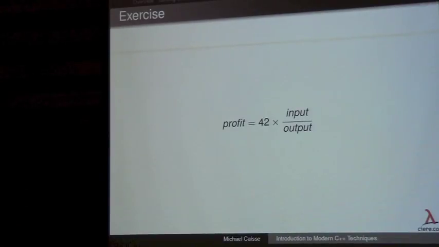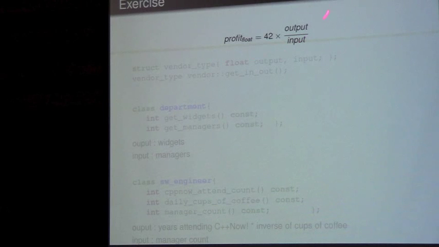Oh, no, you guys have to see this. This is profit. You saw profit earlier, right? We calculated profit a while ago as an exercise. We're going to calculate profit again, which is, how do I fix this? It really is output divided by input. And then it's multiplied by 42, but it's fixed here on this slide, so it doesn't matter.